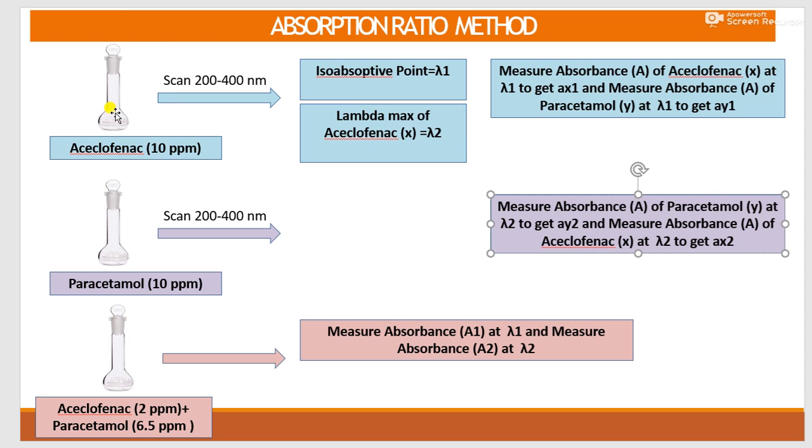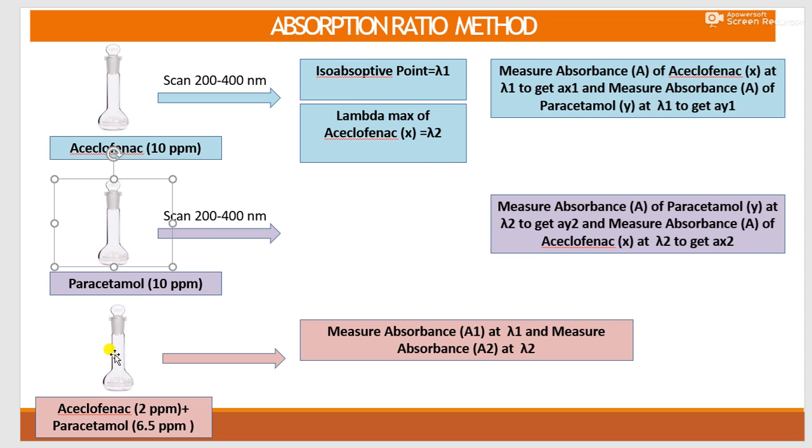For the aceclofenac solution, I have to measure the absorbance at lambda 1, that is the isoabsorptive point, and at lambda 2, that is the lambda max of aceclofenac. In the same way, for the paracetamol solution, I have to measure the absorbance of the standard at lambda 1 and lambda 2. From these absorbances I have to calculate absorptivity. So I will get AX1, AX2 for component X, that is aceclofenac, at lambda 1 and lambda 2. I will also get AY1, AY2. Y is our paracetamol, and 1 stands for lambda 1, 2 stands for lambda 2.